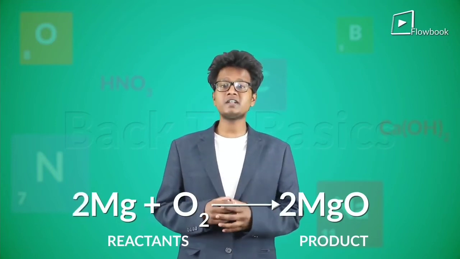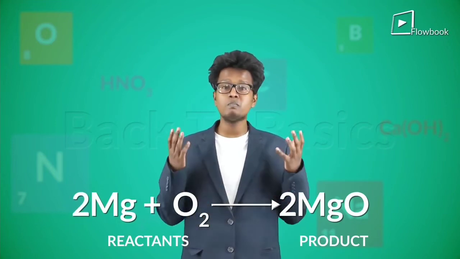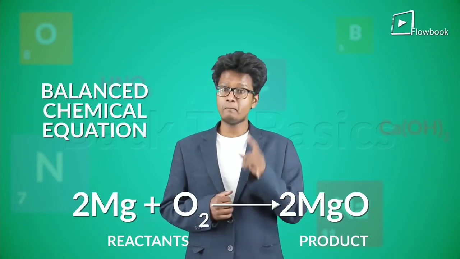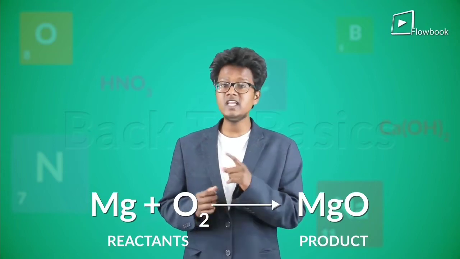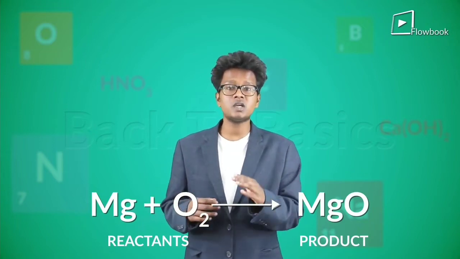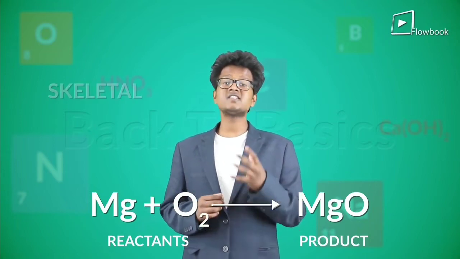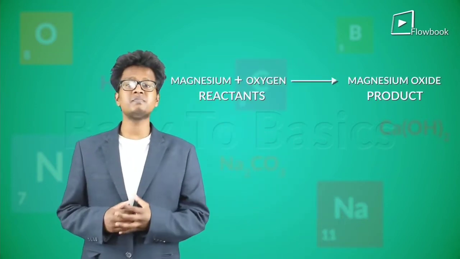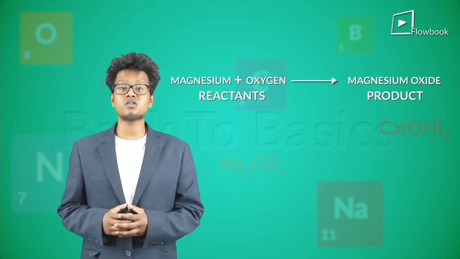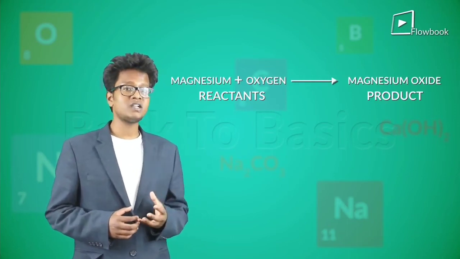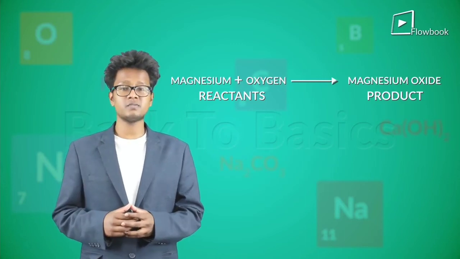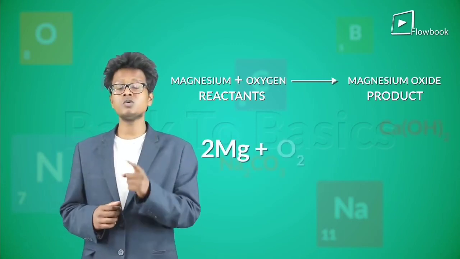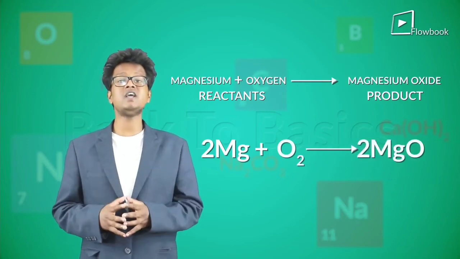If the number of atoms of each element are equal on both the sides, then the equation is a balanced chemical equation. But if the number of atoms of each element on both the sides are not equal, then it is called a skeletal chemical equation. For example, our equation of magnesium plus oxygen gives rise to magnesium oxide, where the formulae are written but not the number of atoms. So the balanced chemical equation would be 2Mg plus O2 gives rise to 2MgO.